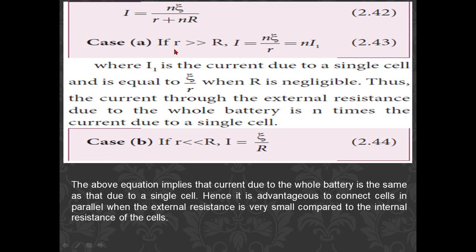Case A: suppose internal resistance small r is greater than capital R, where capital R means external resistance. The equation can be written as I is equal to n psi divided by small r, because capital R is a very small value and should be neglected from the equation. I is equal to n psi divided by r, which is equal to n into I1, where I1 is the current due to the single cell and is equal to psi divided by small r.